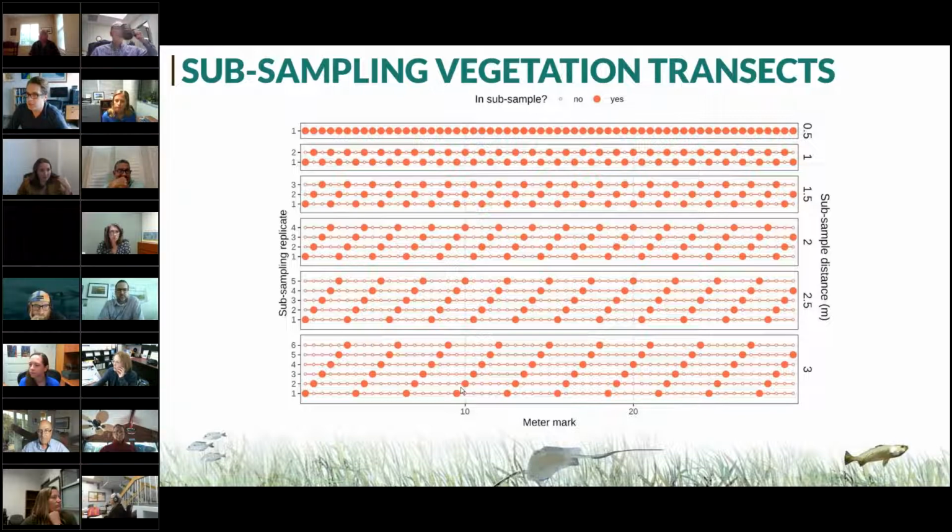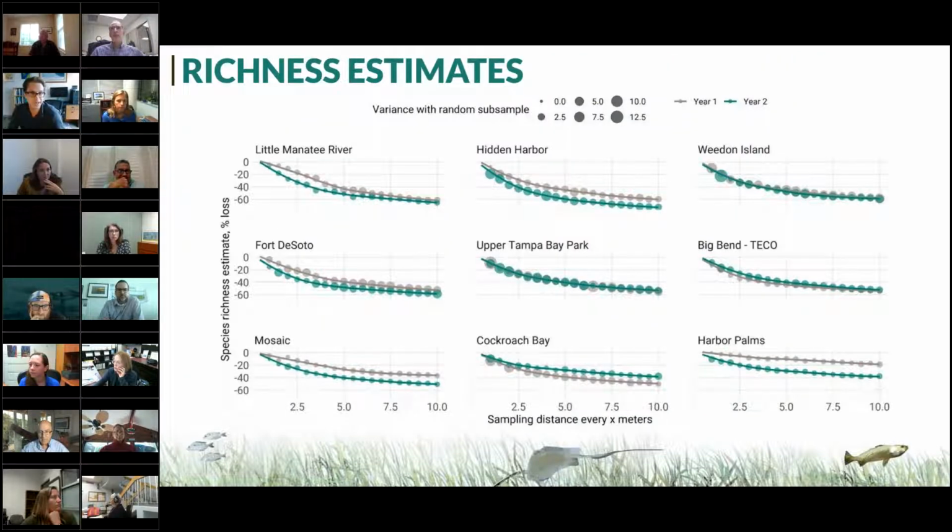So the first one I was concerned about was basically, do we get a change in richness with reductions in sample effort? This basically shows what that reduction is for the 9 different sites where we're taking these surveys. This is showing you the estimates for the first round of sampling, then the second round of sampling. And this is the % reduction in richness with decreasing levels of effort.